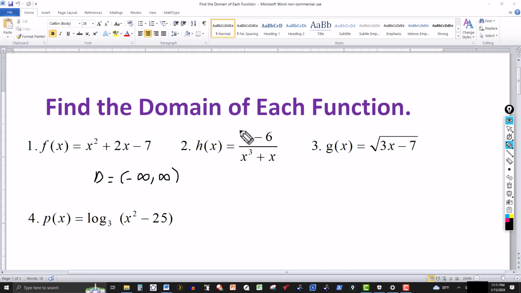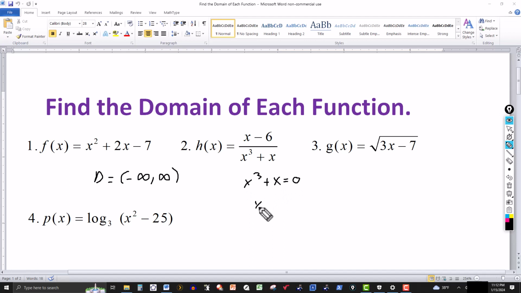Now if you have a rational function, like the second one, the main thing there is you don't want any values for which the denominator is equal to 0. In other words, numbers for which the function is not defined. So in this type of problem, you simply take the denominator and set it equal to 0, and see if there's a solution. So in other words, solve this equation for x.